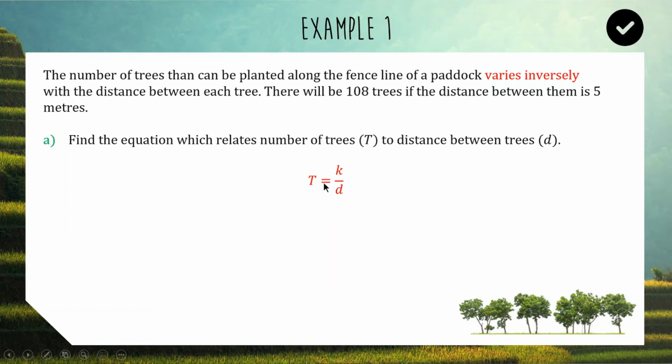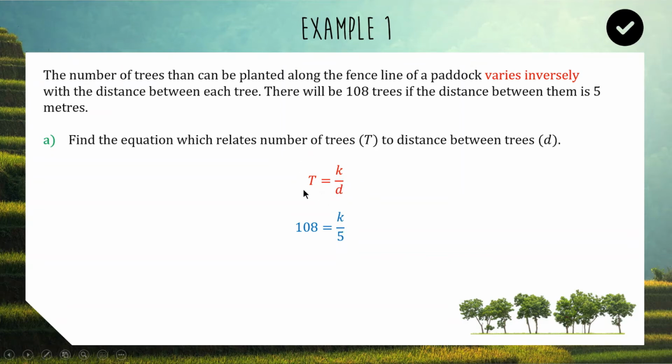Now these two variables are going to be related by the number k, which we are going to figure out. Luckily, there is some information in the question for us to use this equation and figure out what the value of k is. So the question says, when there is 108 trees, so when t is going to be 108, the distance between them is 5 meters. So d for distance is going to be 5.